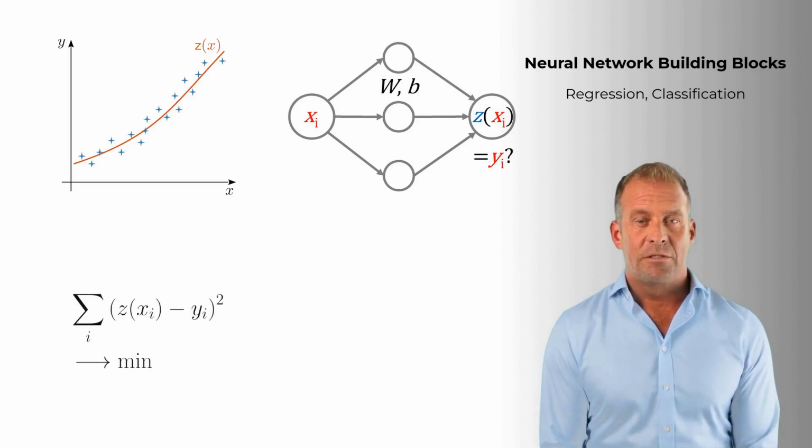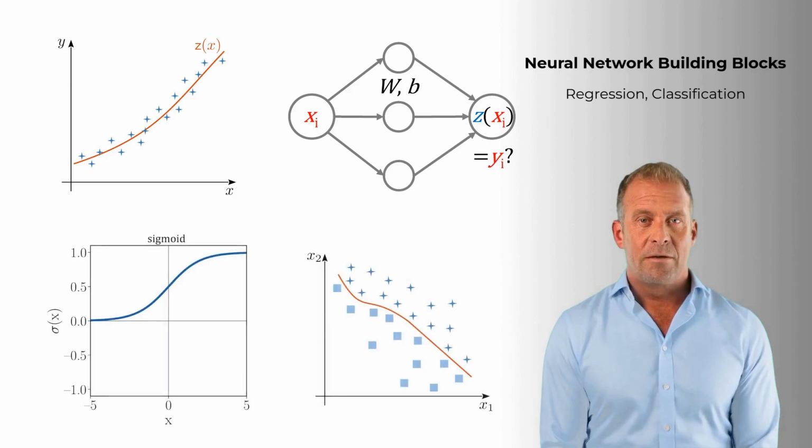Take each pair of points, xi and yi. Build the sum of squared differences between the network output z in response to xi and the actual expected value yi. This is the mean square error that we minimize when training the network. In other words, we tweak every weight w and every bias b of all network nodes so the predicted curve approaches the data points as closely as possible.